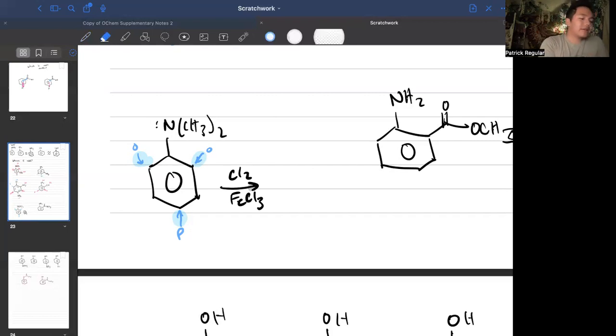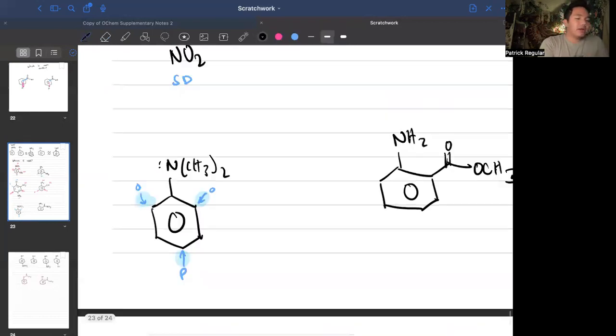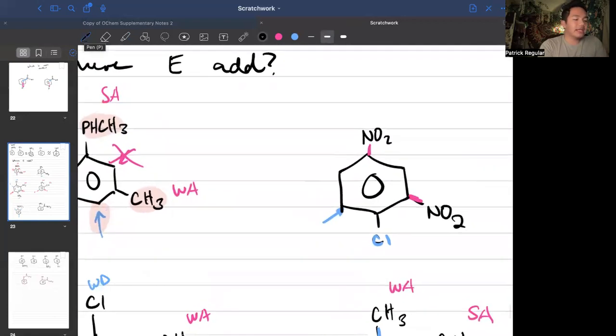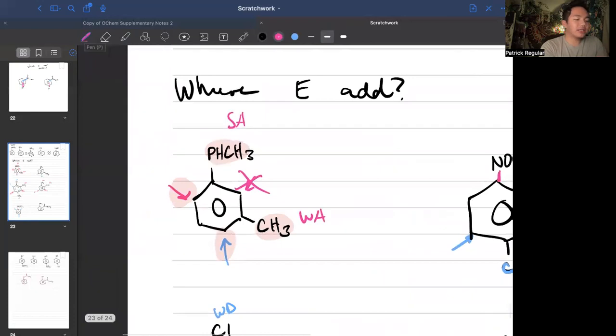Now, the times where you wouldn't do that are the unreasonable reasons. So the first one we've already encountered. If you have a hydrogen, right?